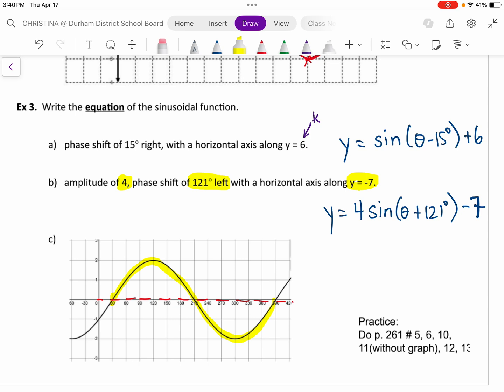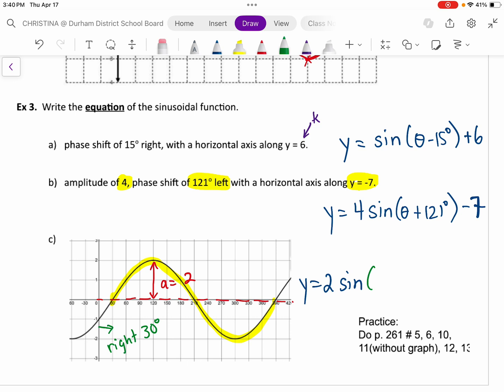Let's start with the amplitude. It's the distance between the middle and the top, so that would be 2, right? So your A is equal to 2. So I can start with that. So it's going to be y equals 2 sine. It does look like it moved right here, right? So it moved right 30 degrees. I'm just going to write that down. It looks like it moved right 30 degrees.